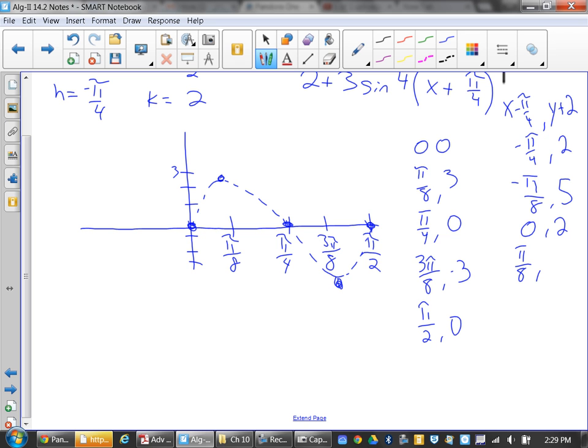These ones, do you ever want the y-intercept? Really don't need it. And then, last, we have pi over 4 minus a fourth, which is what? 4. That's 4. And then we're back at 2.